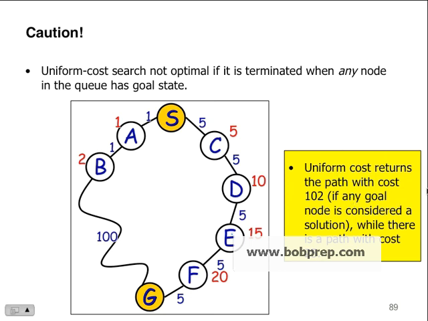If any goal node is considered in the solution, while there's a path with a cost of 25, it's a little bit shorter. So it's not most optimal in that particular case, especially if it finds a goal with a longer path than what was in there before, because it goes under the theory that you're going to stop looking.